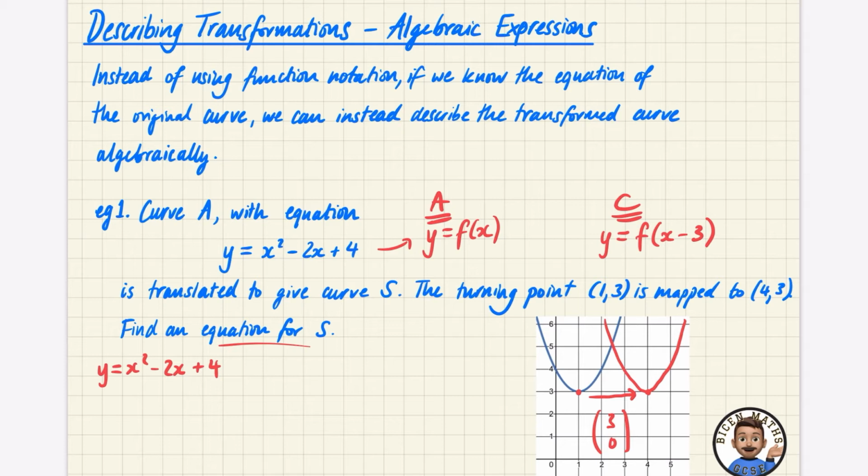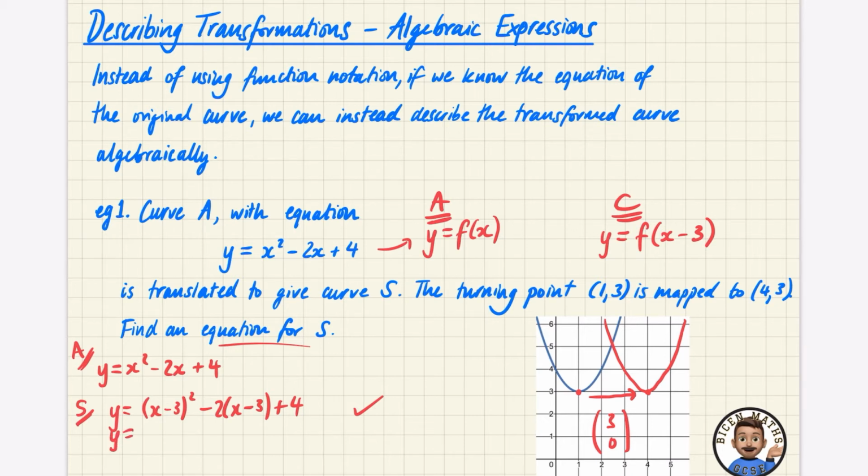So this is for curve A. Now we're going to do it for curve S. I'm going to replace that first x with an x minus 3. I'm going to replace that second x with an x minus 3, and there's no x in that last part, so I'm just going to leave it there. Technically, this is correct. You don't need to go any further. We have found an equation for S. But I'm going to do a little bit more just to show you what the algebra would be.